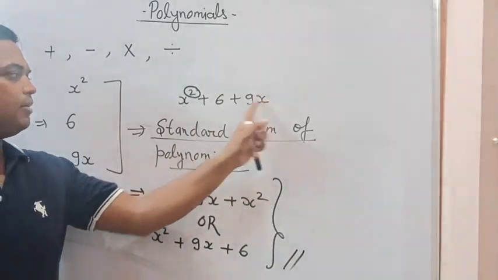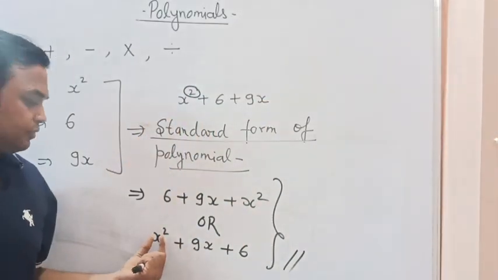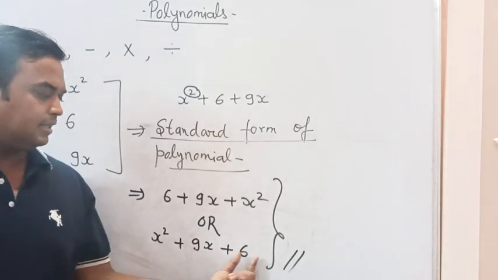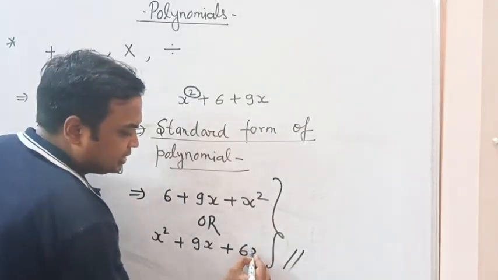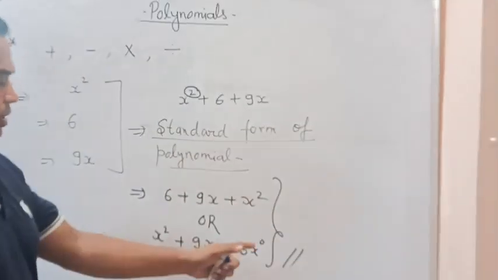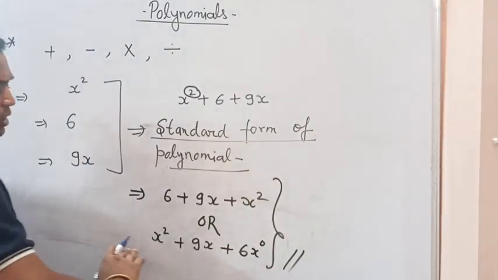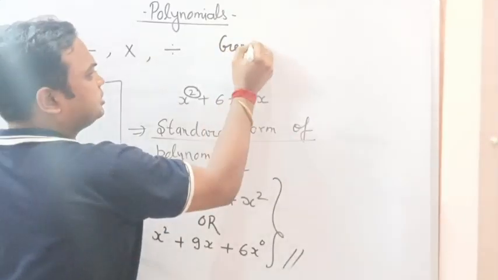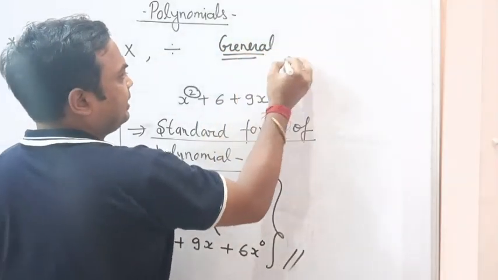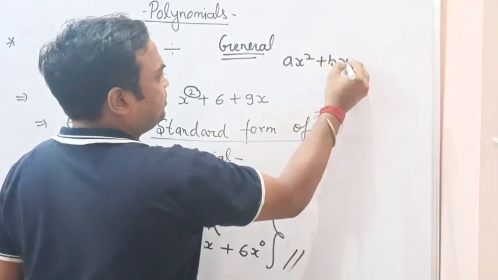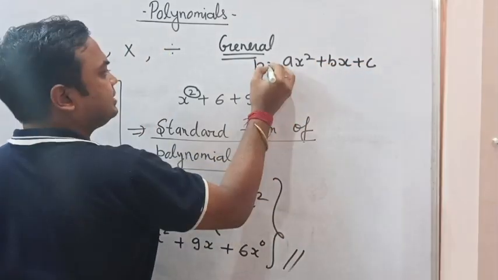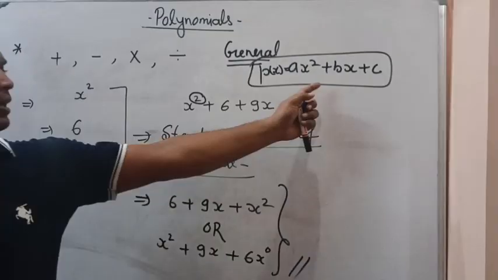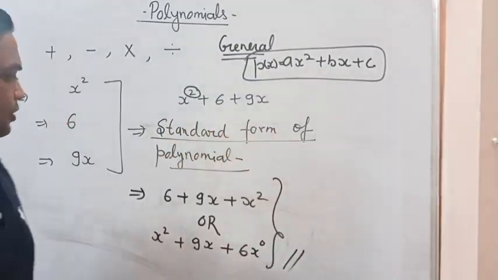Here the highest power of the polynomial is 2, so we write the highest power first, then less than this, and then less than this. Here nothing is written, which means 1; you can write x to the power 0, and x to the power 0 means 1. So this one is the decreasing order. In general we can say ax square plus bx plus c is the standard form of a polynomial in x. Generally we will write this as the standard form of the polynomial.